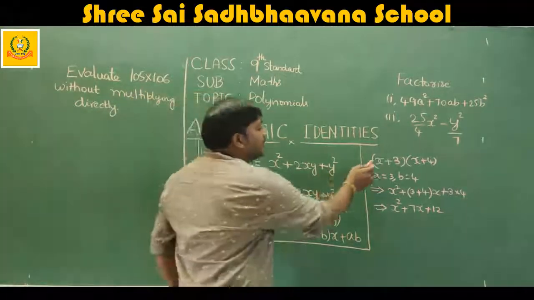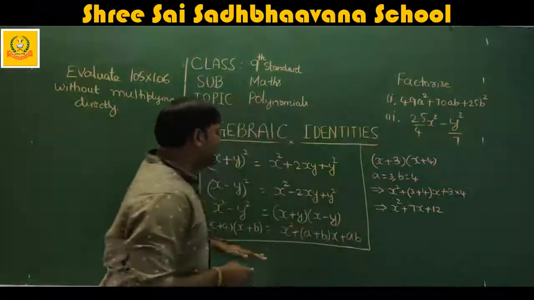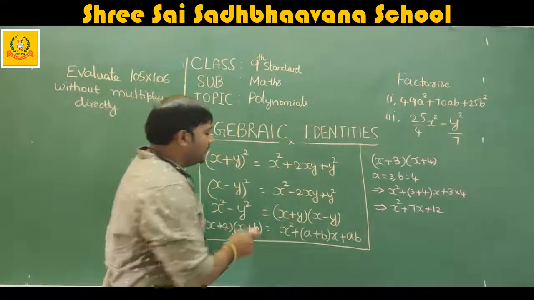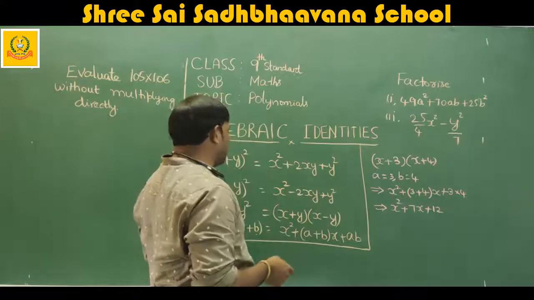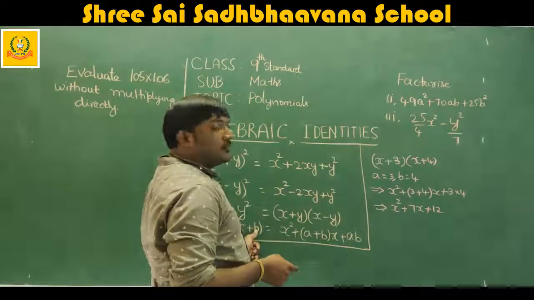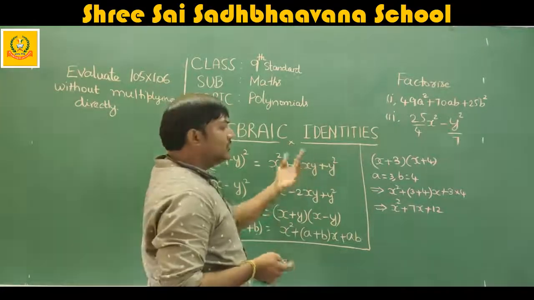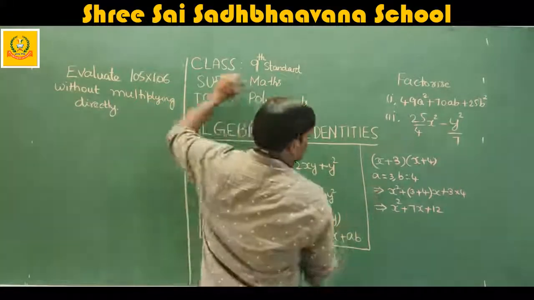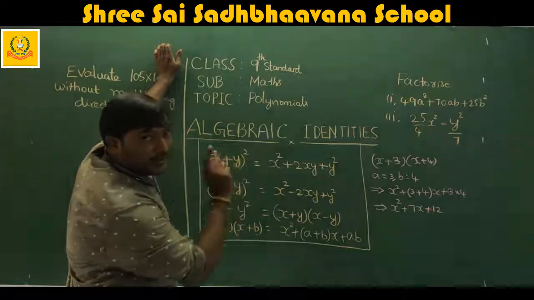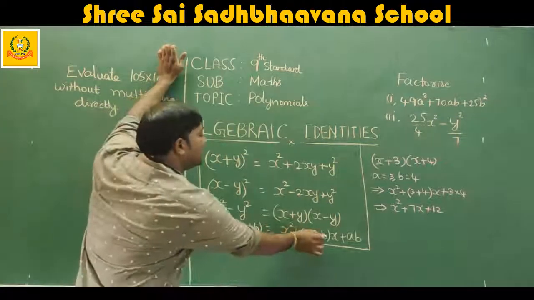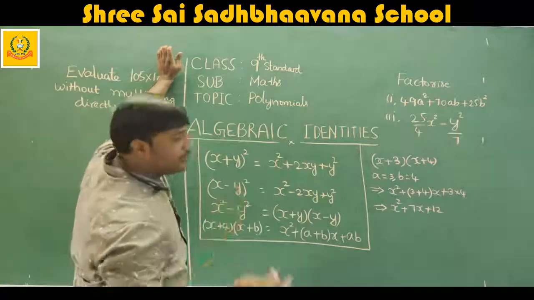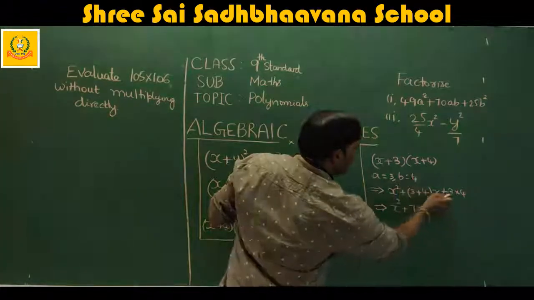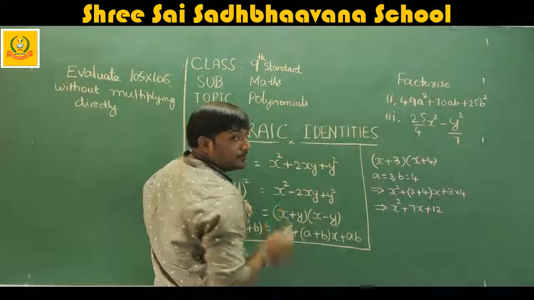Basically what I did, I compared the sum with the identity, x plus a into x plus b. When you compare, the a value we got is 3 and the b value is 4. In the place of a we have 3, in the place of b we have 4. Now just use the identity. What is the first term? x square. What is the next term? a plus b, which is 3 plus 4, into x, plus a into b, which is 3 into 4.